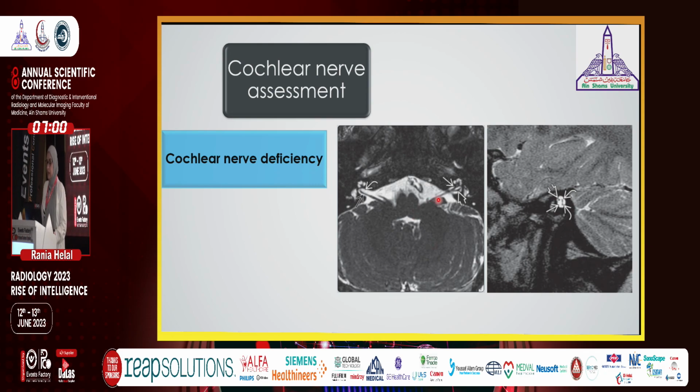Here is another case. We can see here the cochlear nerve entering the modulus on the right and the left side, but on the right side there is no cochlear nerve. And if you get to the parasagittal view, we can see only 3 nerves: the facial anteriorly above, and the superior and the inferior vestibular nerve posteriorly.